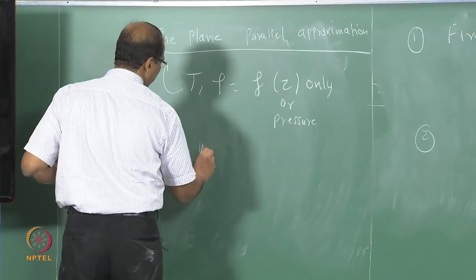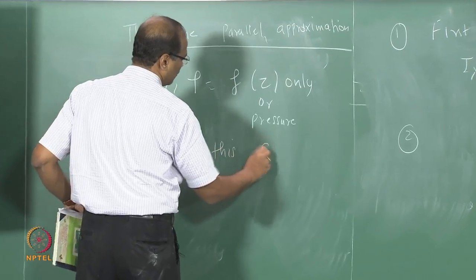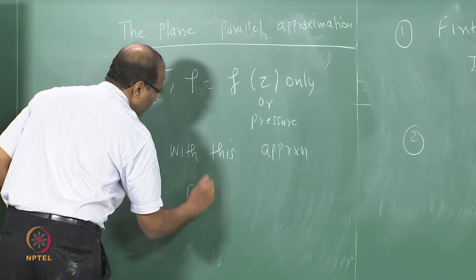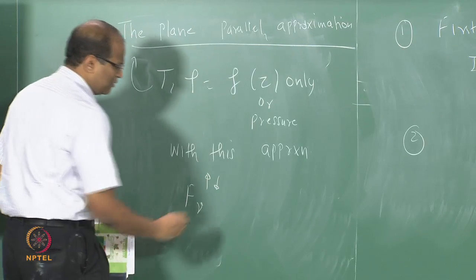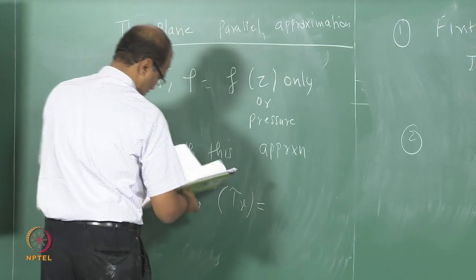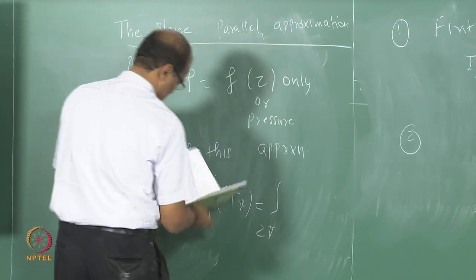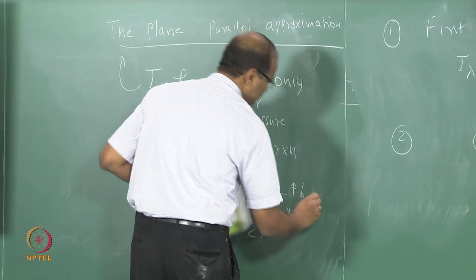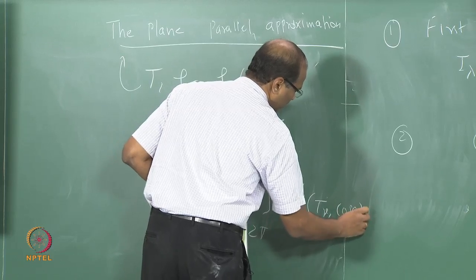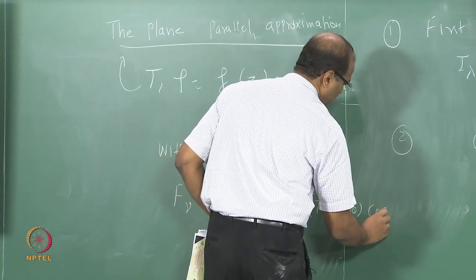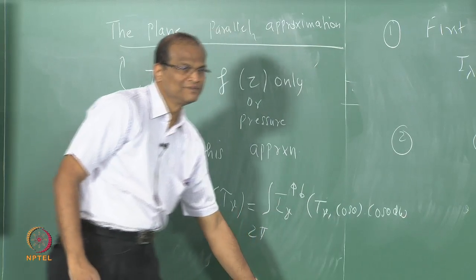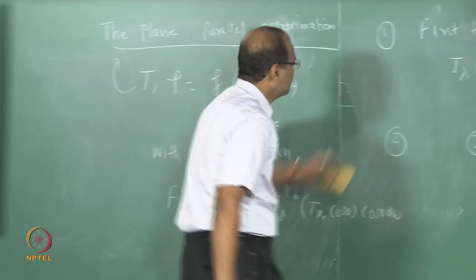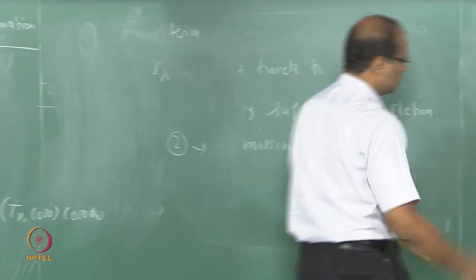So with this approximation, nu is my wave number. Okay, Akhil, that answers your question. This will be the flux. Okay. Now, what is that equation number? What is this equation number?